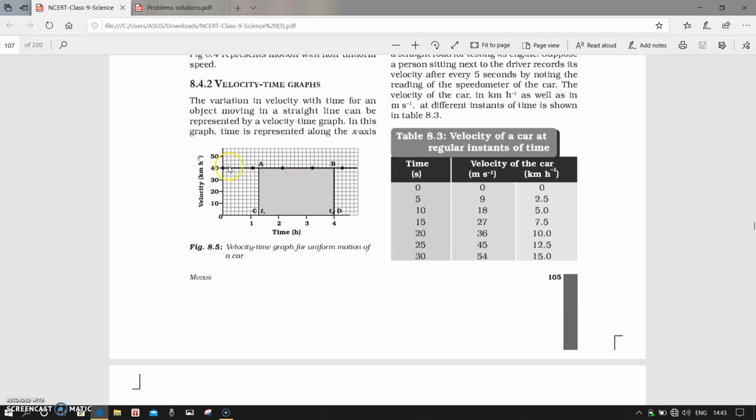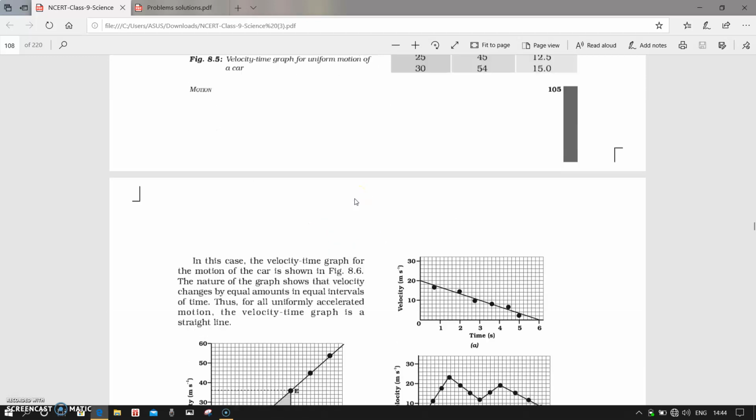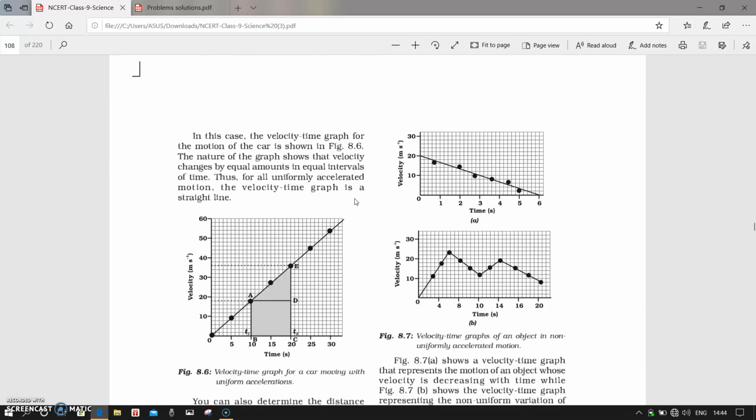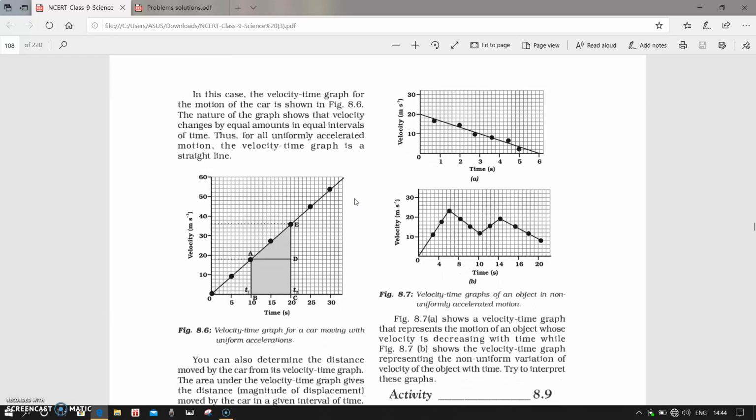So for this reason, this is a graph of uniform motion. It is a constant velocity or constant speed motion. Then this is a straight line which is parallel to the time axis. So the velocity time graph we have discussed. We have also discussed the velocity time graph for uniform acceleration.